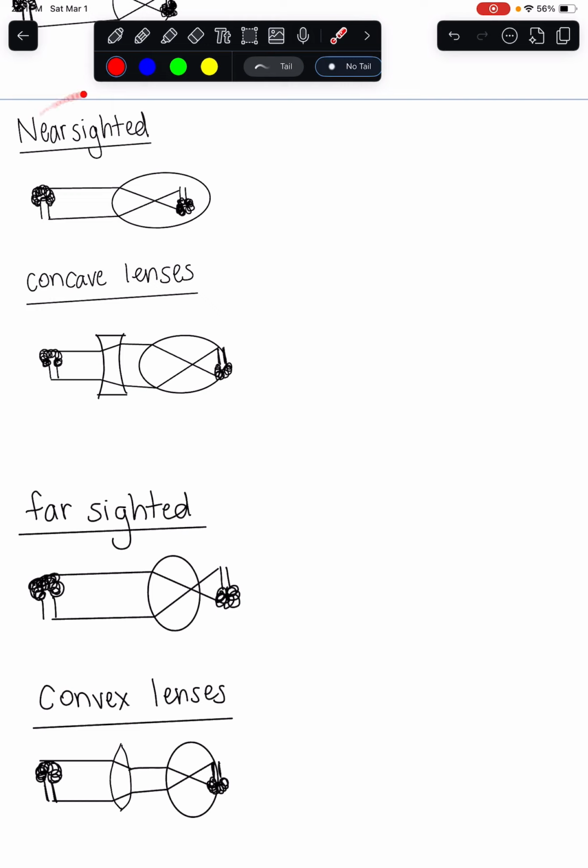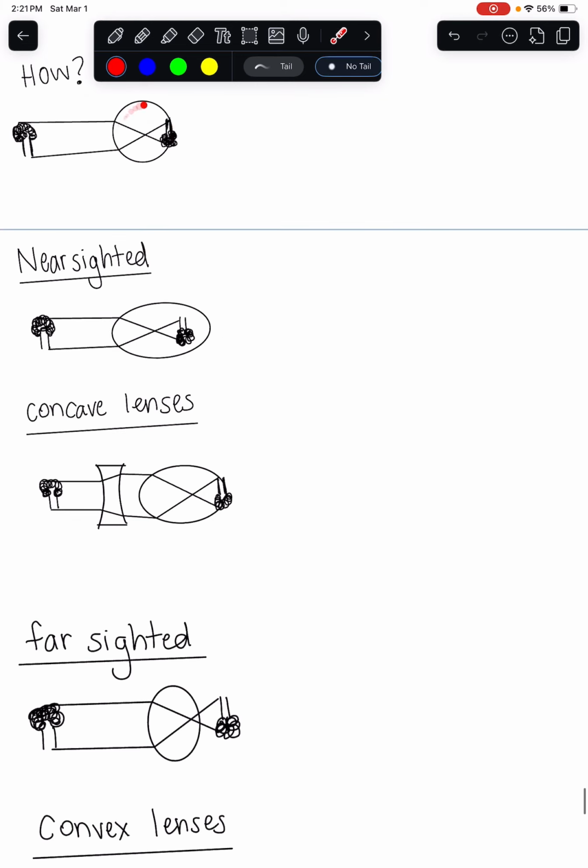All right, let's first talk about what it means to be nearsighted. When someone's nearsighted, if you look at the eye, it isn't this normal shape. It's a little bit longer than normal. So generally people that are nearsighted are going to have longer eyes.